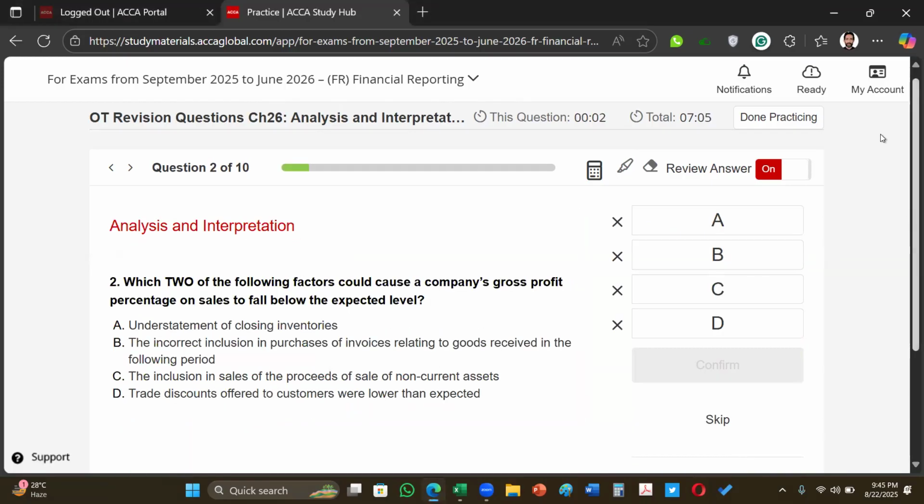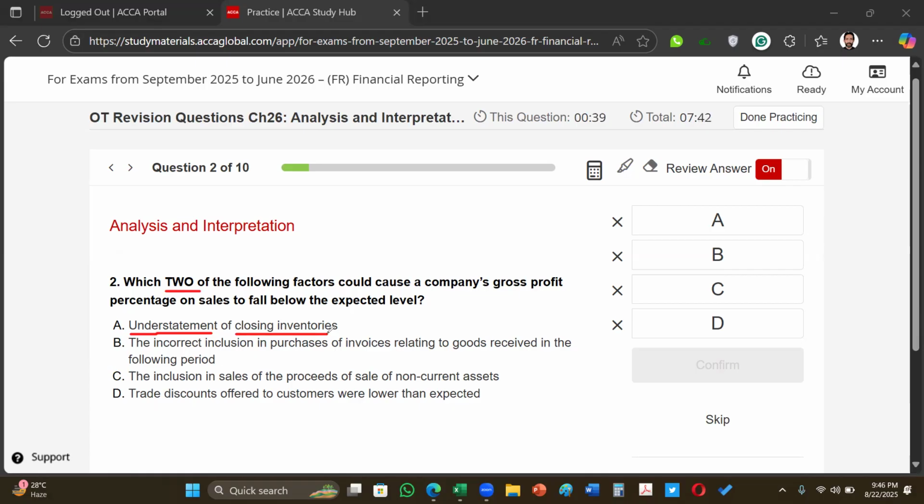This is another theoretical question. You see, this section is more of a theory. Which two of the following factors could cause a company's gross profit percentage on sales to fall below the expected level? So it's a similar question. We have two factors that would end up causing the gross profit percentage on sales to fall. Number one is the understatement. We ended up reducing the value of closing inventory due to some problem. The closing inventory was not what it should have been.